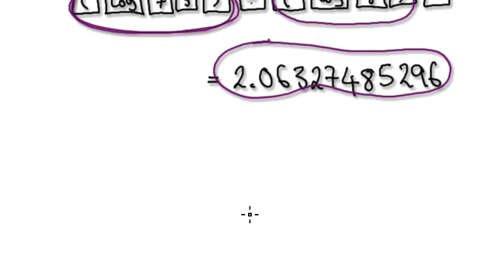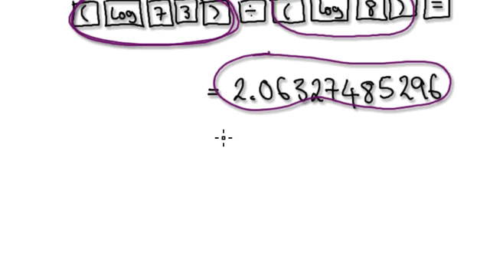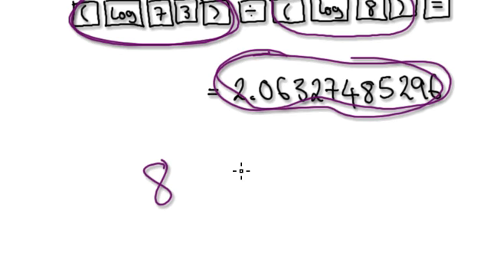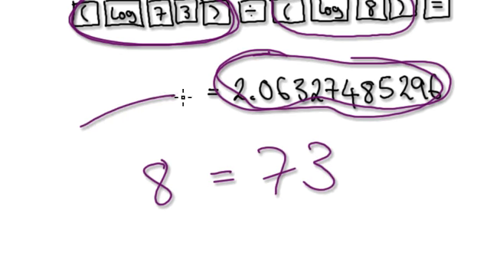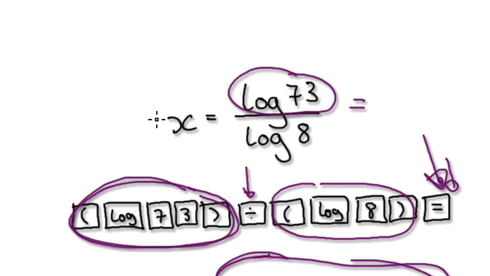And then when you test this out, 8 to the power of this thing gives you 73. It's a much better way of doing it rather than rounding it off.